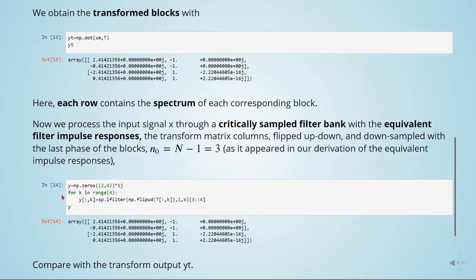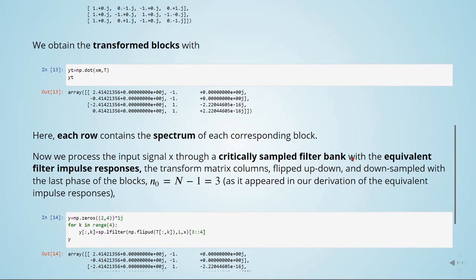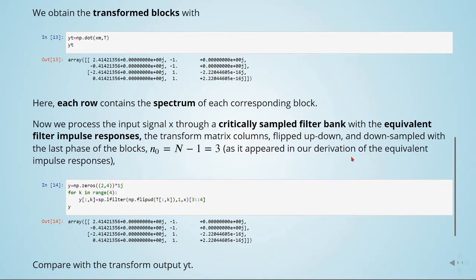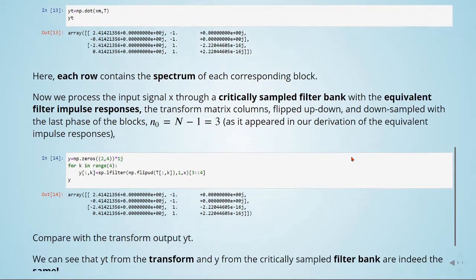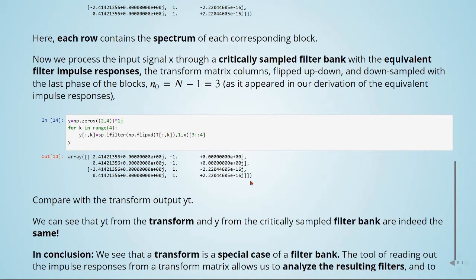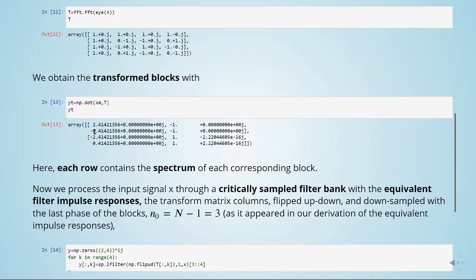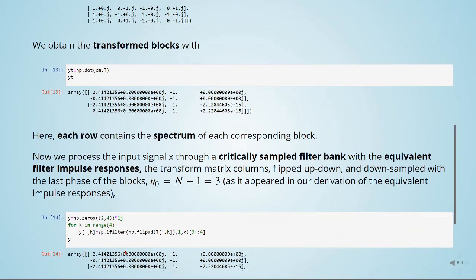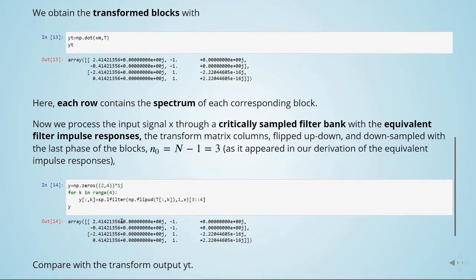So here we have this filtering, so we are flipping, and here we get the output of this filtered signal through a critically sampled filter bank. Now let's compare with y of t. So y of t was given here, and now y is given here.